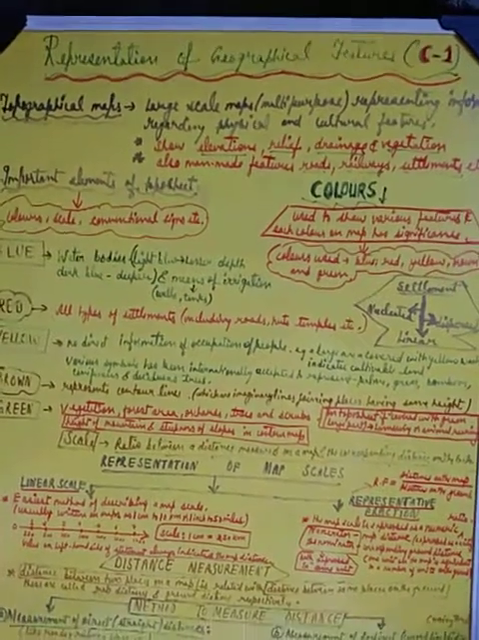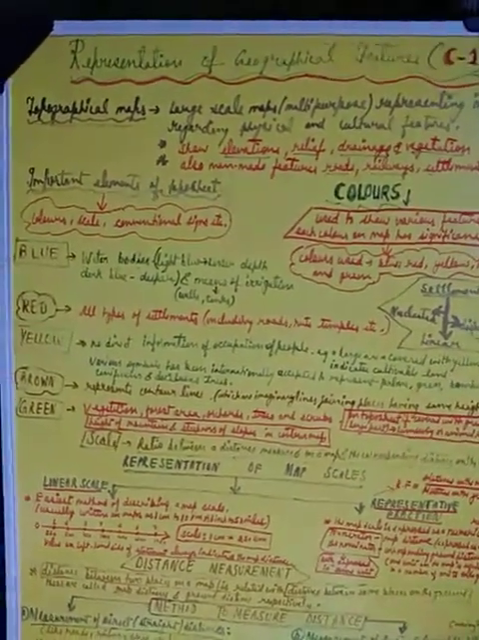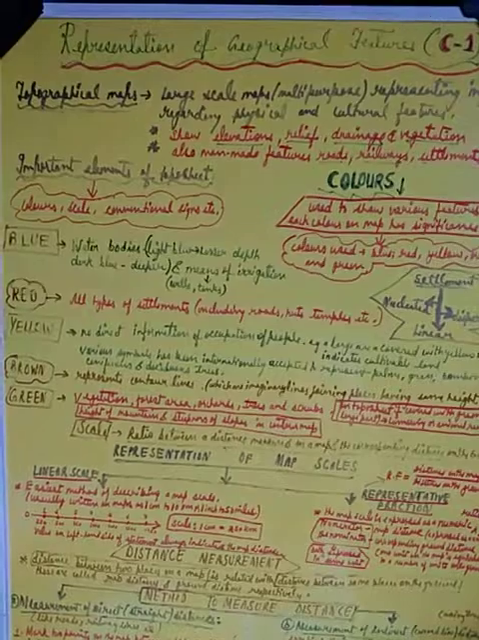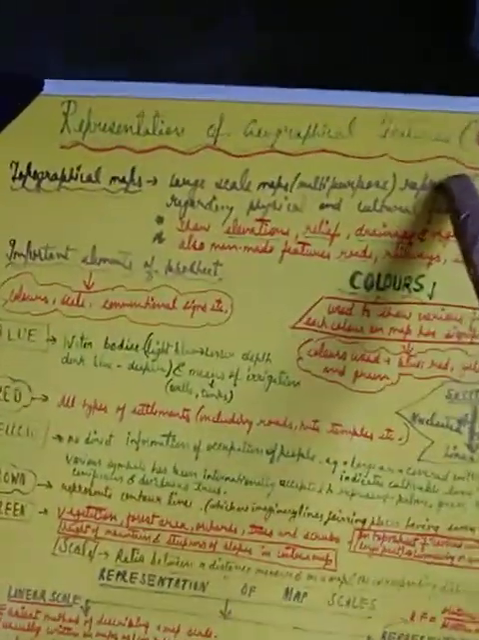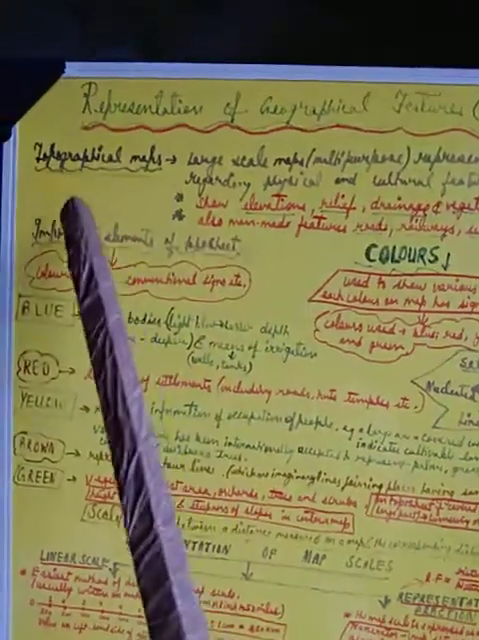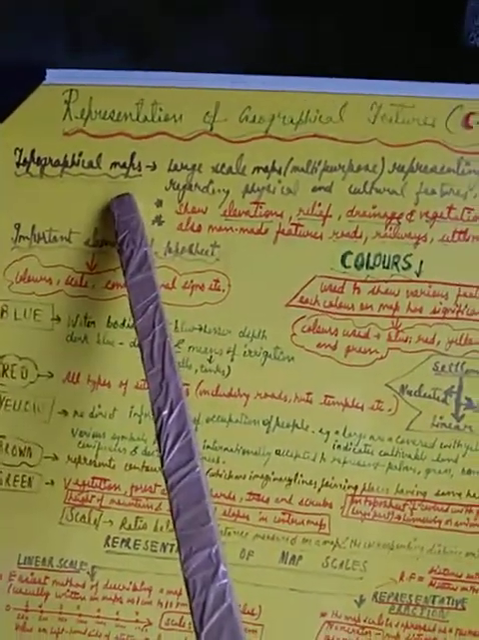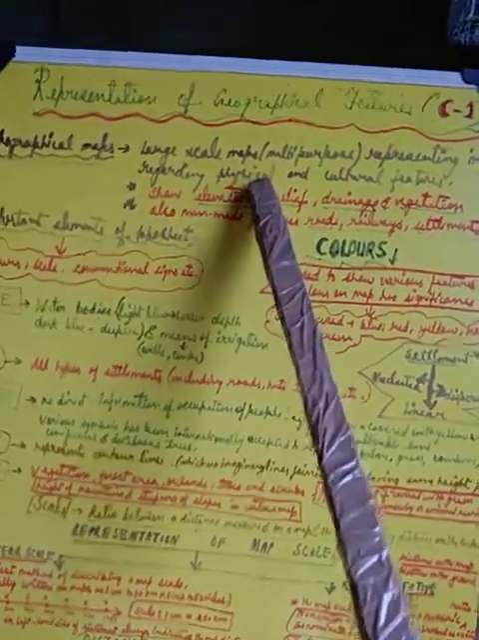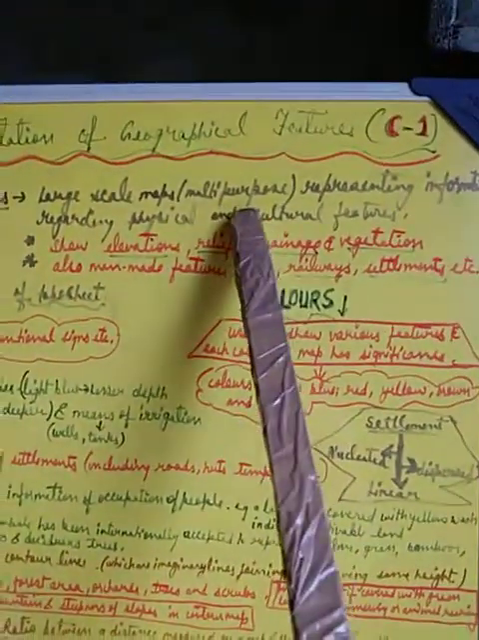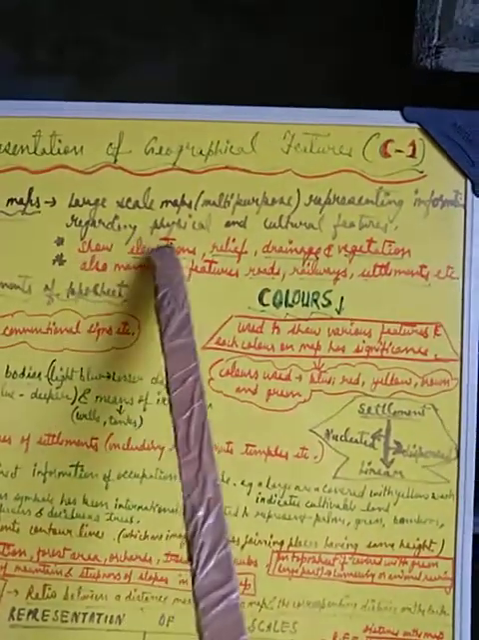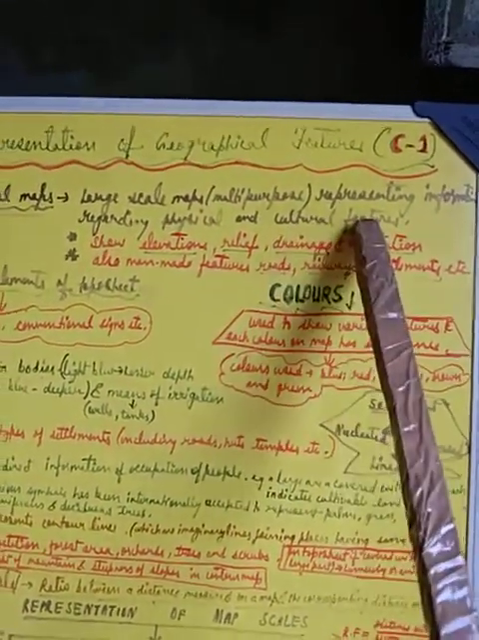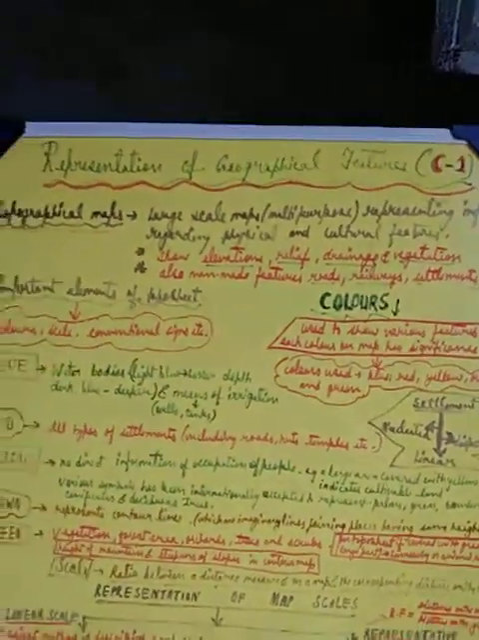So today I'm going to explain to you geography chapter 1, that is representation of geographical features. What is a topographical map? Topographical maps are large scale maps which are multi-purpose, representing information regarding physical and cultural features.